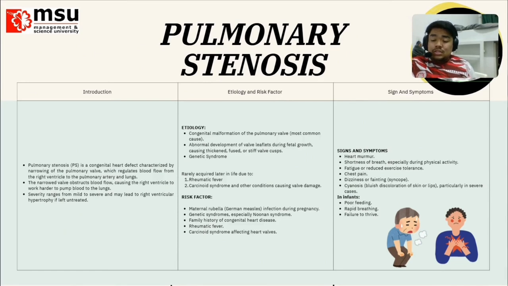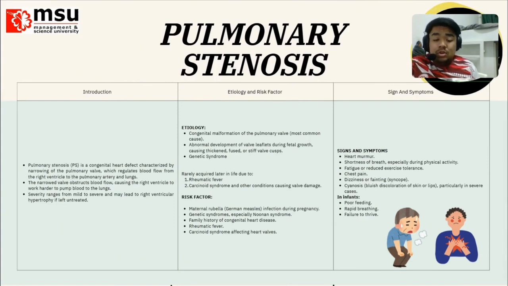So for the causes, congenital malformation of the pulmonary valve is the most common cause of PS, with abnormal development of the valve leaflets during fetal growth. It occurs during fetal heart development before birth. The pulmonary valve leaflets become thickened, fused, or dysplastic. As a result, the valve opening becomes smaller than normal and restricts the blood flow from the right ventricle to the pulmonary artery. And next is a genetic syndrome, particularly associated with Noonan syndrome.